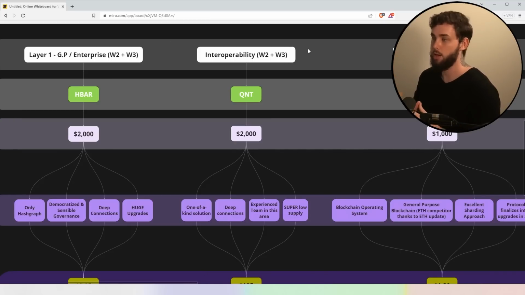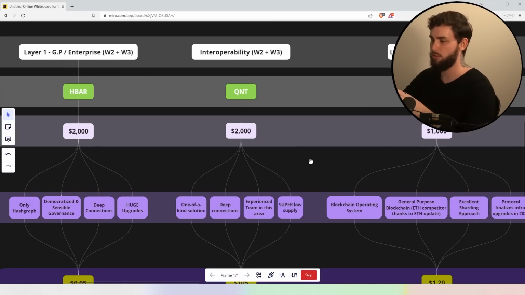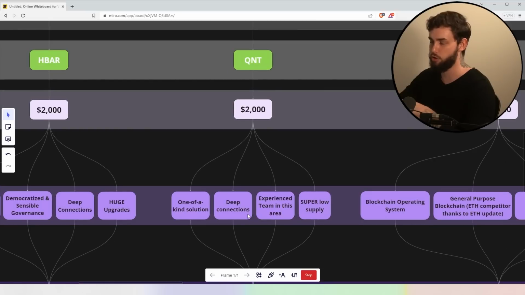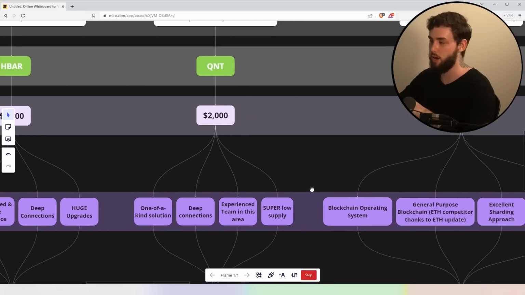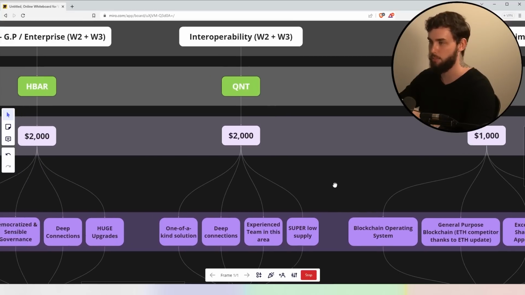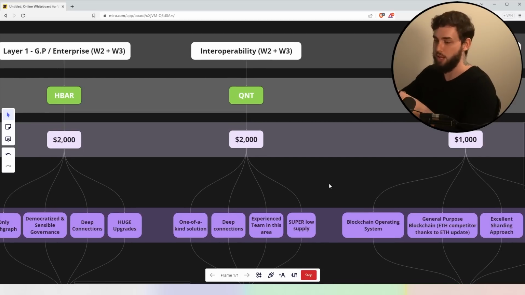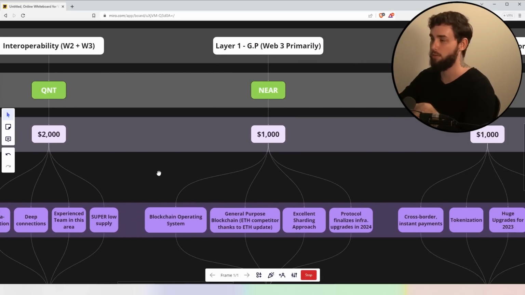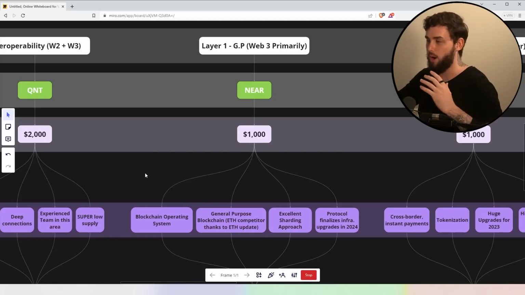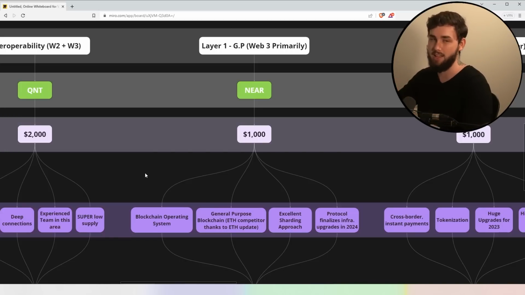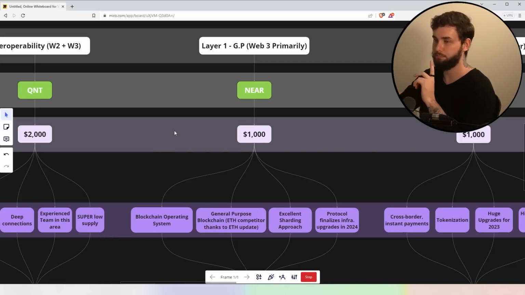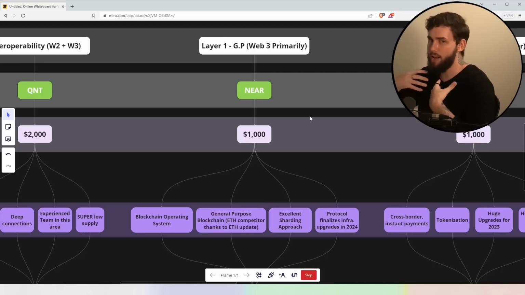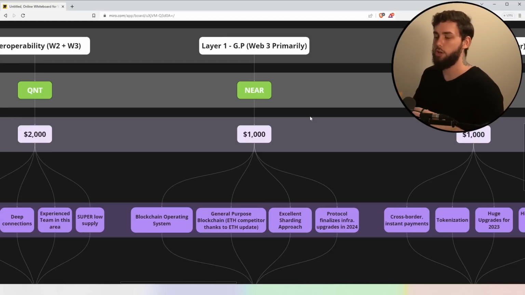It's going to be like the network of choice for even banks and governments around the world. So $2,000 in this puppy, right? It's a one-of-a-kind solution to an existing problem. Very deep connections as well. Experienced team in this area, namely the founder, Gilbert. He pretty much is one of the leads on the interoperability standard for ISO. And it's super low supply, even less than Bitcoin. So that obviously means we can experience high price action even if demand isn't up to speed with other networks, okay? Supply shocks.